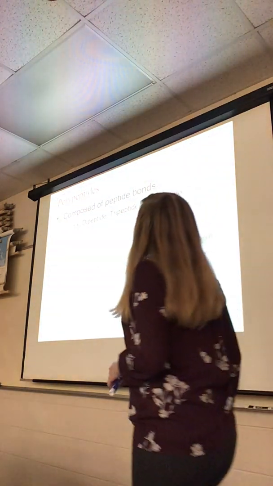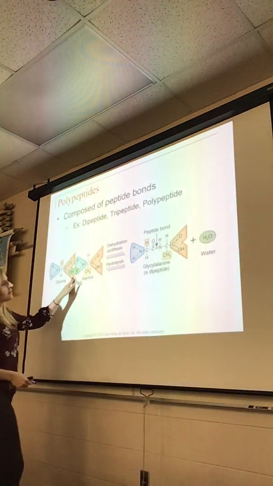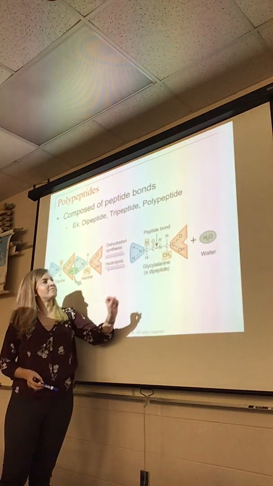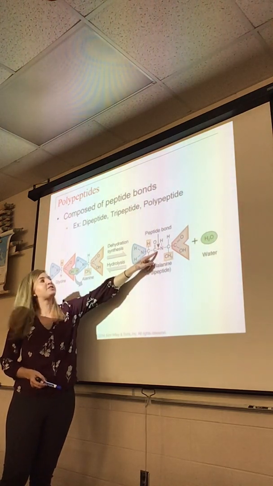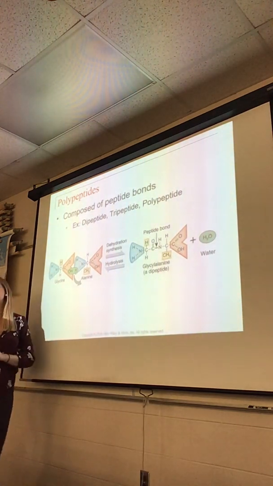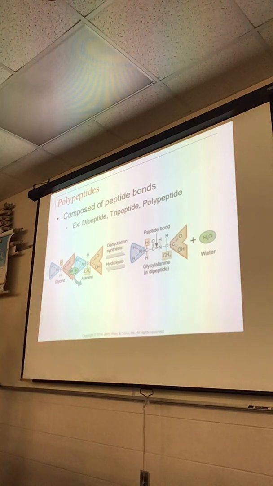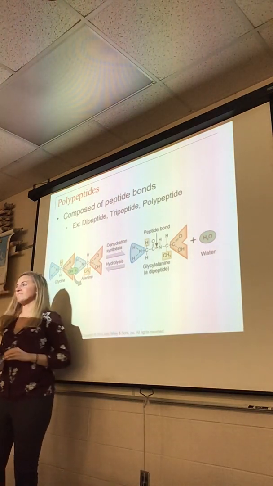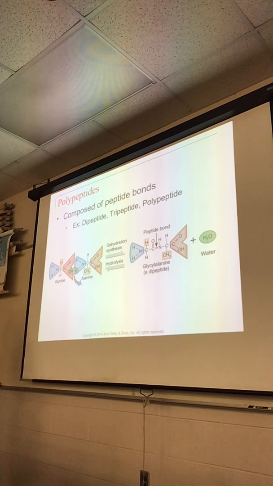But whenever you put two amino acids together, they create what's called a dipeptide. And the bond that holds two amino acids together is called a peptide bond. So you may want to jot that down. Peptide bonds hold amino acids together. So when you have two amino acids together, it's called a dipeptide. What do you think you call it if you have three amino acids together? Tripeptide. What do you think you call it if you put a whole bunch of amino acids together? Polypeptide.